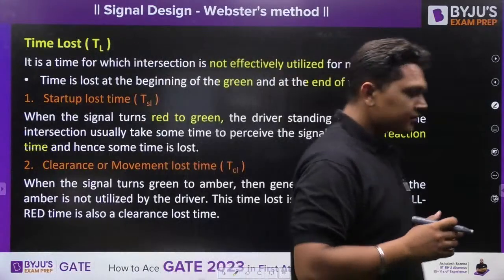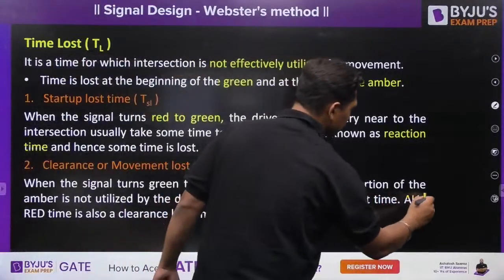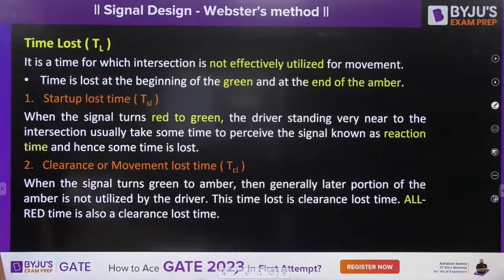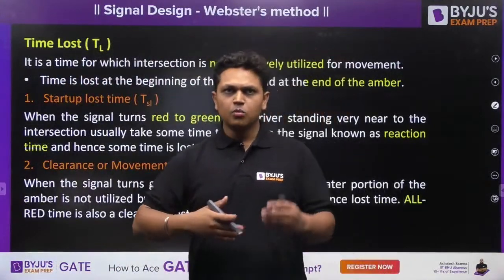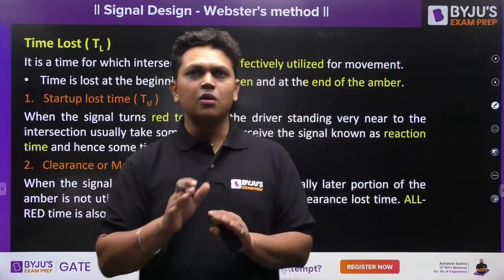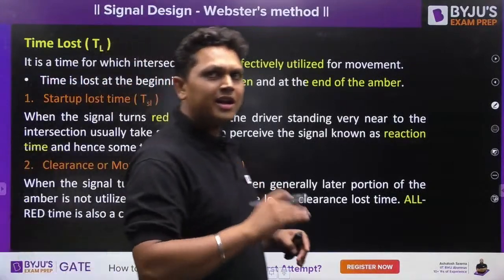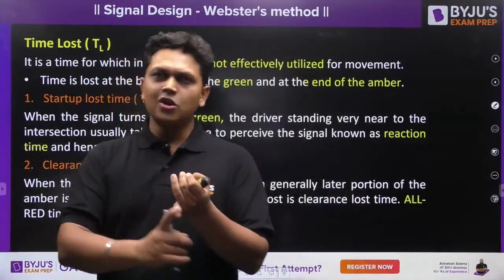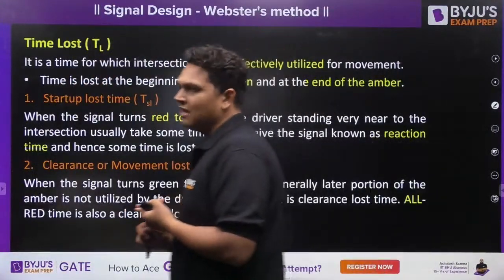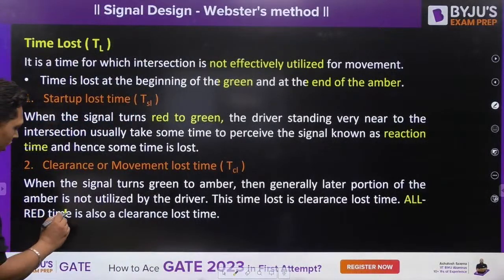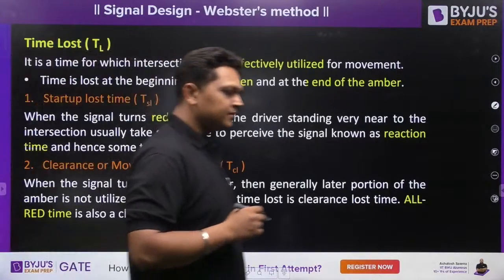Now this is also referred to as all red time. Why? Because all red time is also a time which is lost by the vehicles to move. No vehicle is able to move in the all red time. So clearance lost time, movement lost time, and all red time are all one and the same thing. Any doubt to anyone?